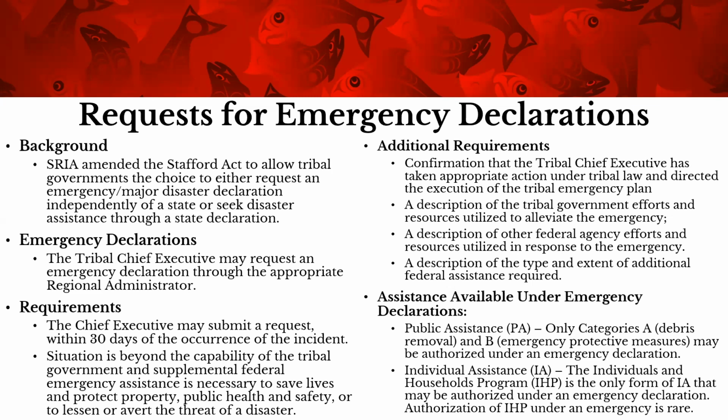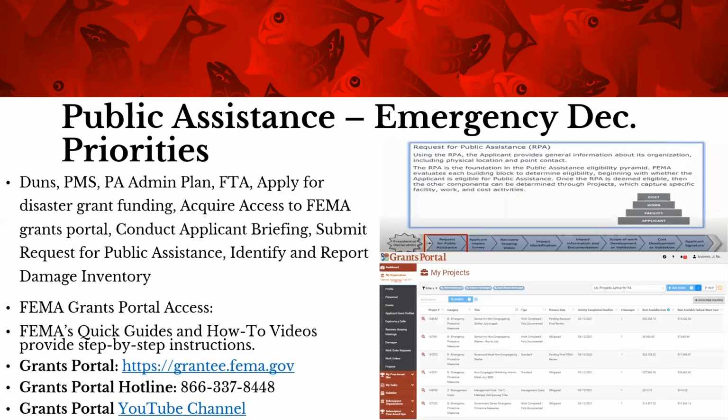So yesterday I covered some of the basic priorities for public assistance, and I'm not going to get too much into those, but I do want to stop on a couple of them that were critical, and hopefully explain a better avenue to take when you're getting to these points. Obviously, your organization is going to need the basics: your DUNS, your PMS, the PA admin plan and how critical that is, your FEMA tribe agreement, and then applying for the disaster grant funding.